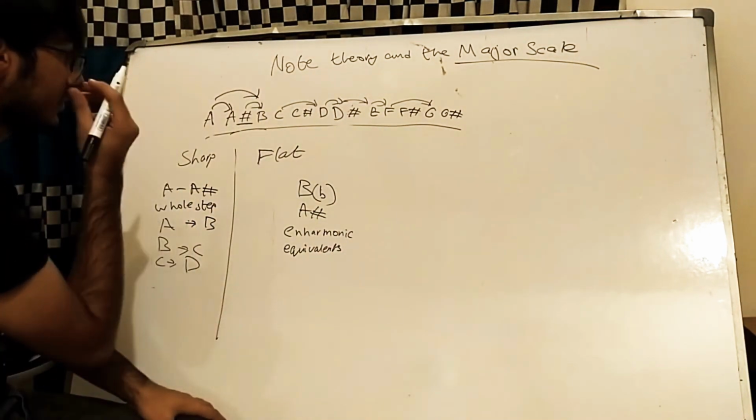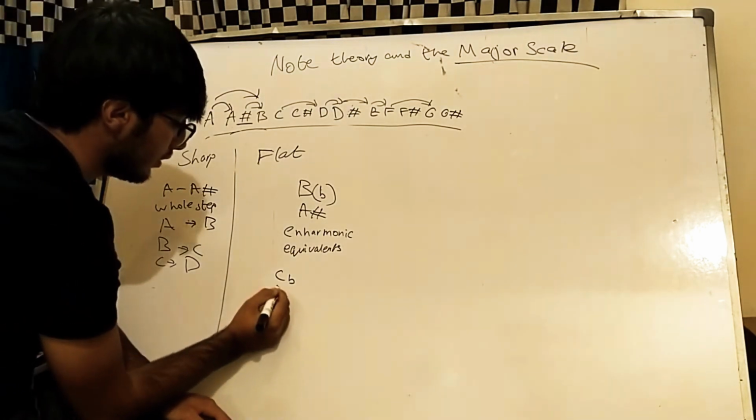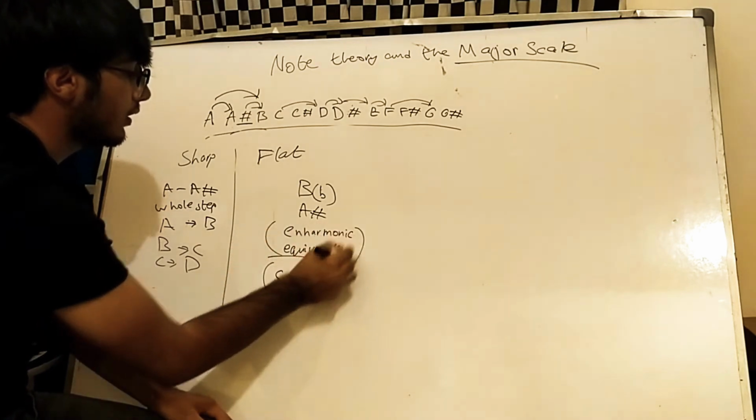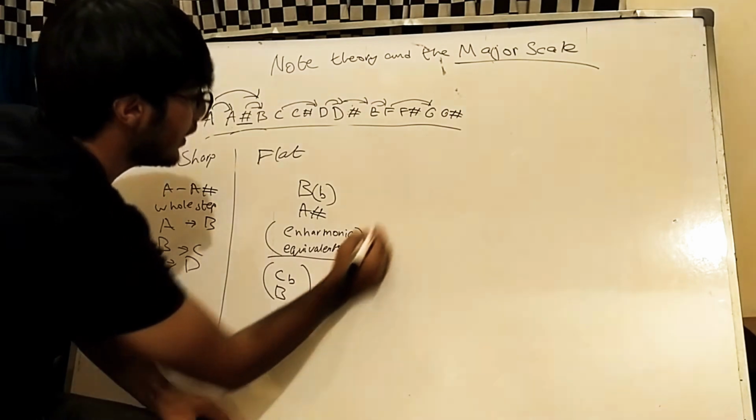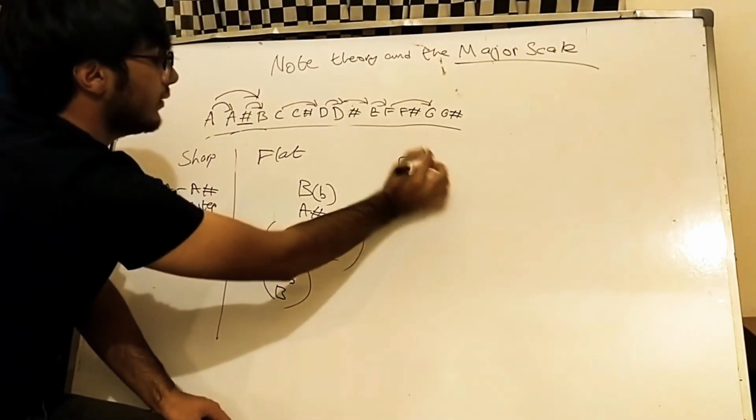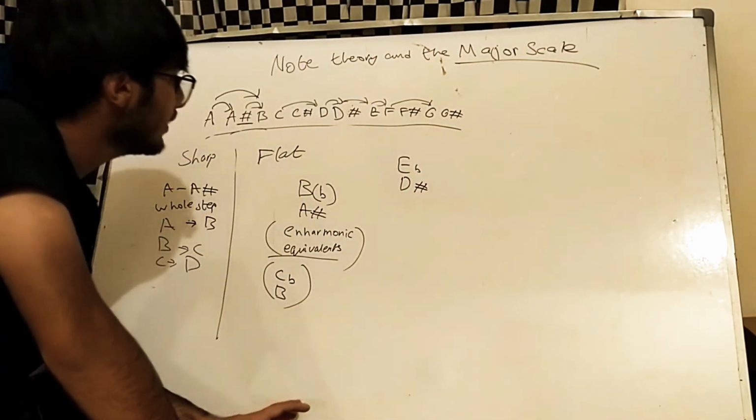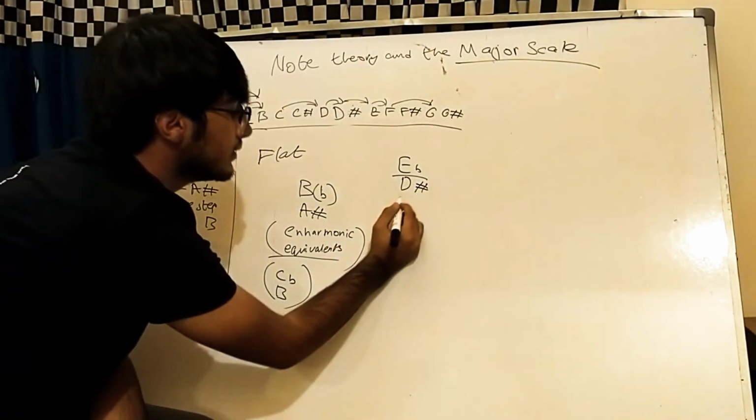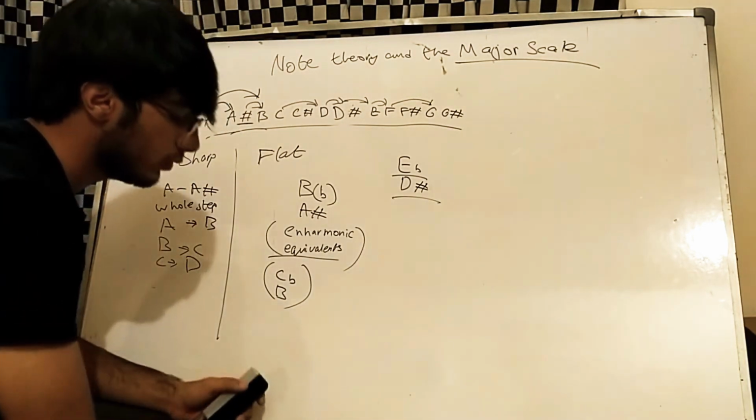So let's say we have C flat and B, they are the exact same thing. They are again enharmonic equivalents. Let's take another example, E flat. E flat would be D sharp. So yeah, that's basically it. We'll write it in some contexts as E flat and in some contexts as D sharp. I'll explain the differences later as we move on.